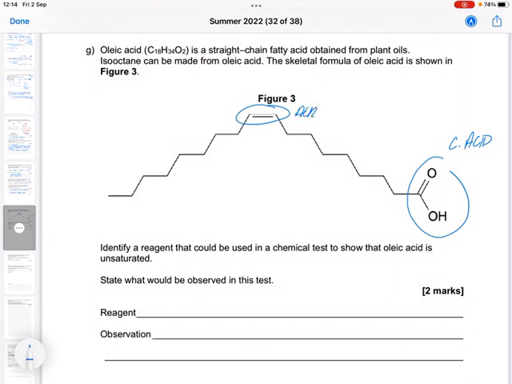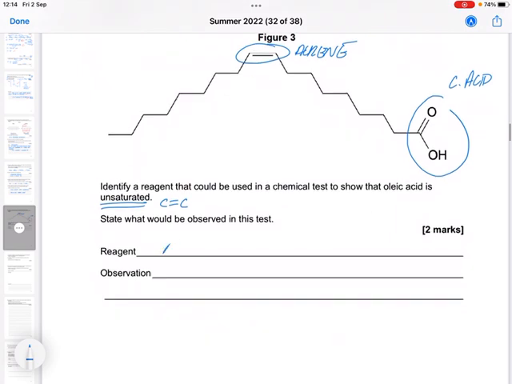Identify the reagent that could show that it is unsaturated. So unsaturated means that it's a carbon-carbon double bond. The test for a carbon-carbon double bond, hopefully you remember, is bromine water. And with this, because we have a double bond, what we would see is it go from orange or yellow to clear and colourless.